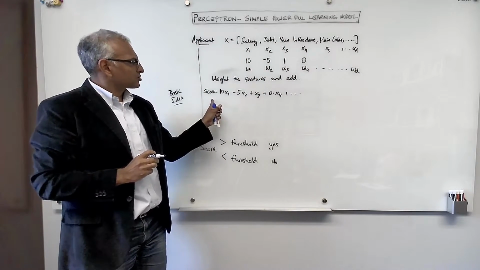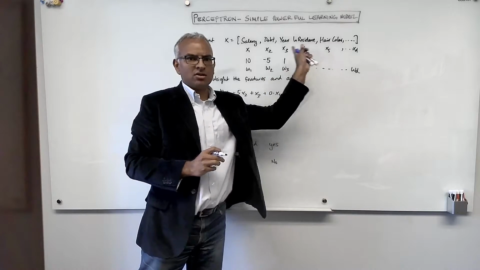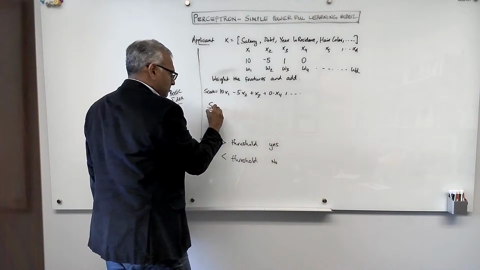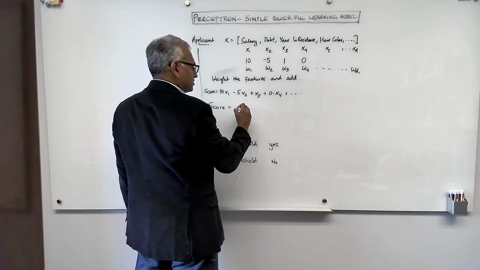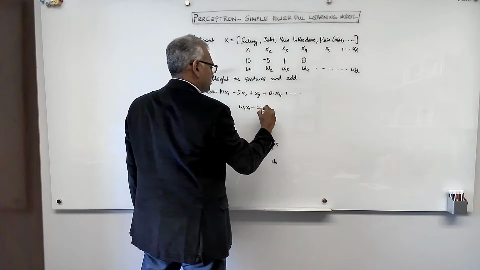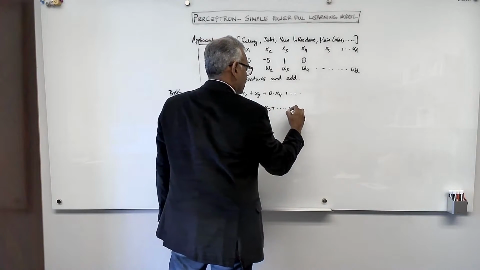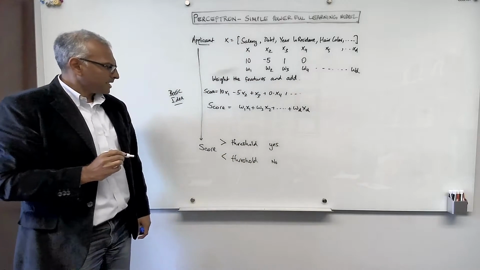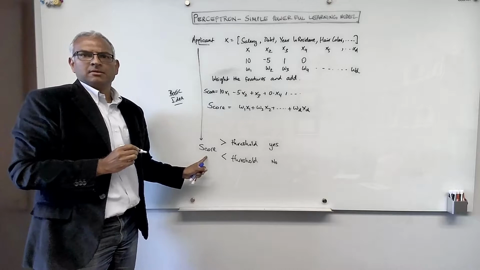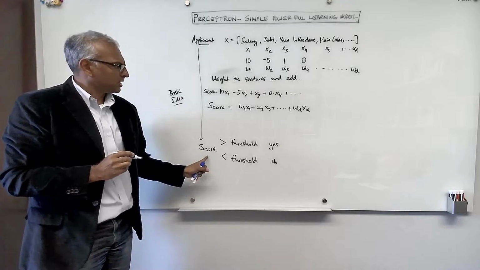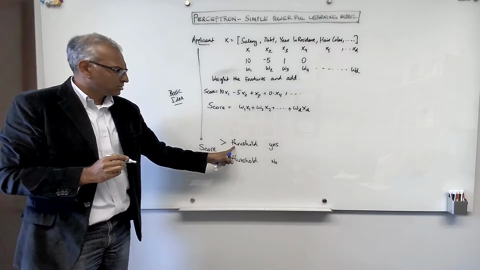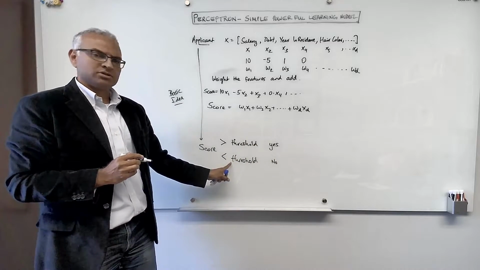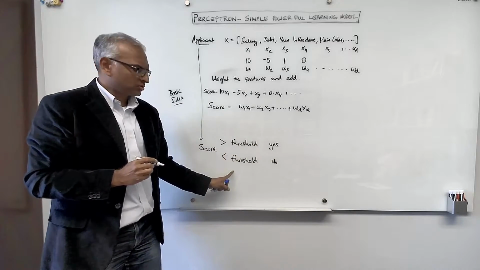Okay, and this score, when I put it in this general form, becomes score equals W1 x1 plus W2 x2 plus ... WD xd. Okay, and now I can implement my rule. If the score is above a threshold, you say yes. If the score is below that same threshold, you say no.